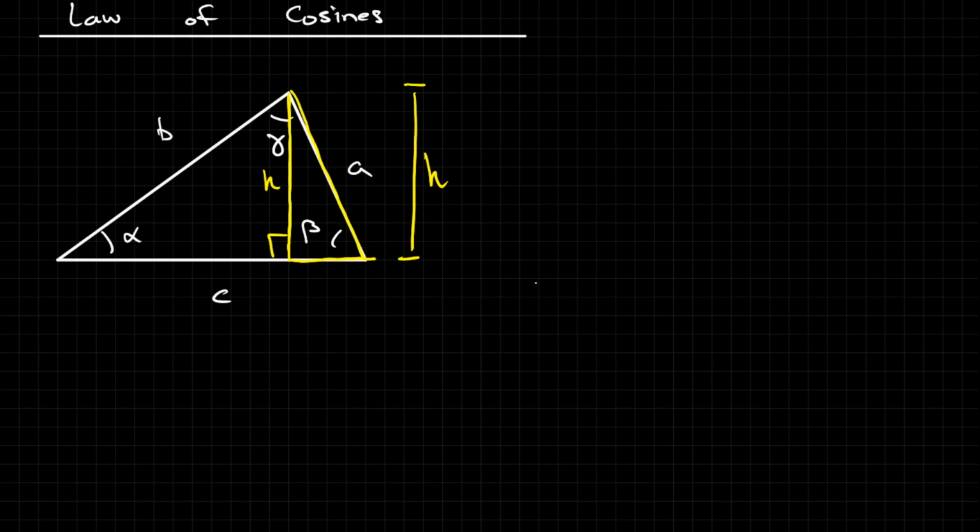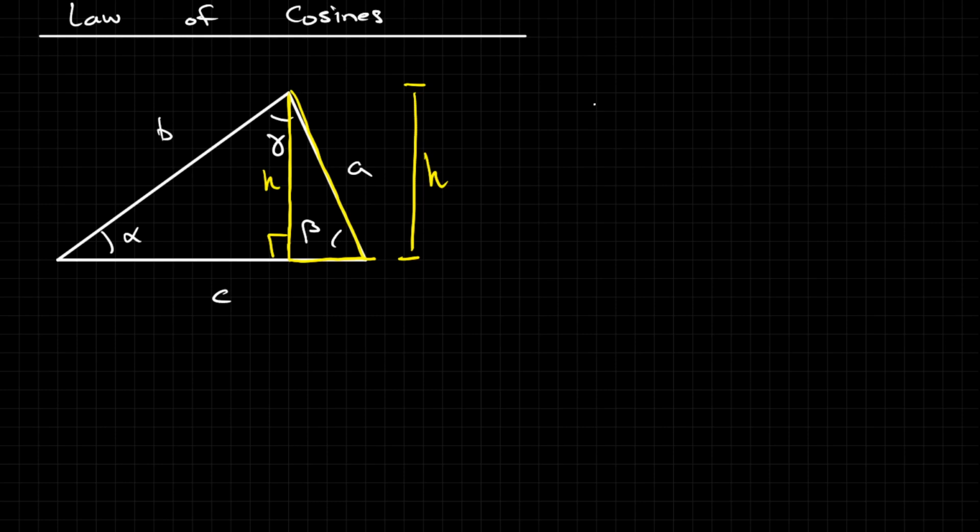And I'll also use my trigonometric functions for right triangles. Okay, so let's start by using the Pythagorean theorem for this right triangle that is to the right of my big triangle. That is the triangle in yellow here.